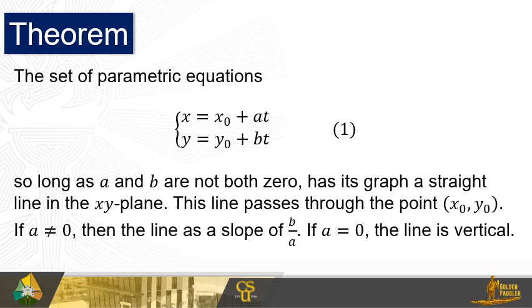The set of parametric equations x equals x sub 0 plus at and y equals y sub 0 plus bt, so long as a and b are not both 0, has its graph a straight line in the xy plane. This line passes through the point (x sub 0, y sub 0), and if a is not equal to 0, then the line has a slope of b over a. If a is equal to 0, then the line is vertical.